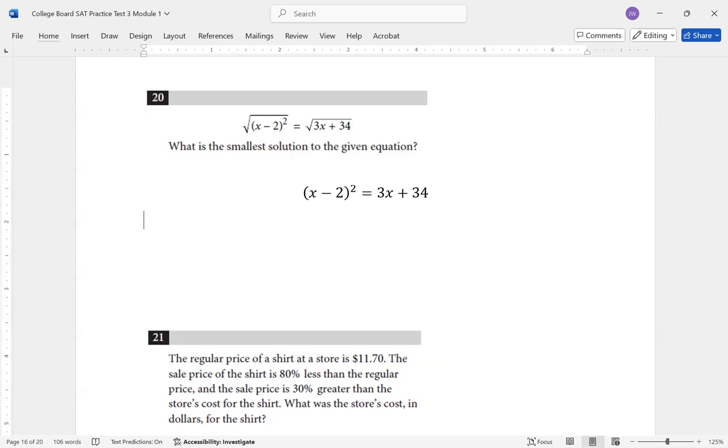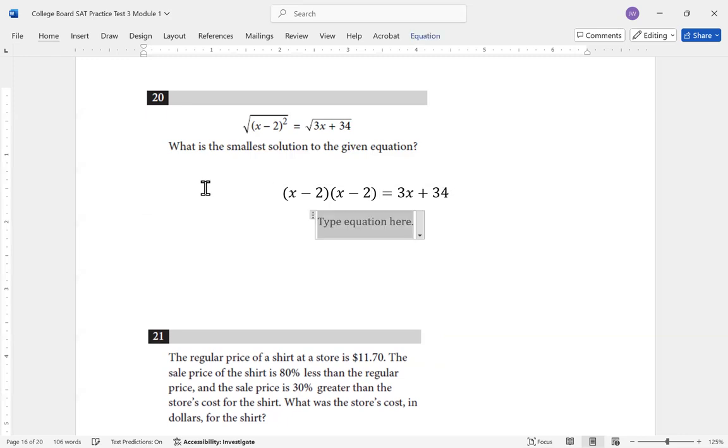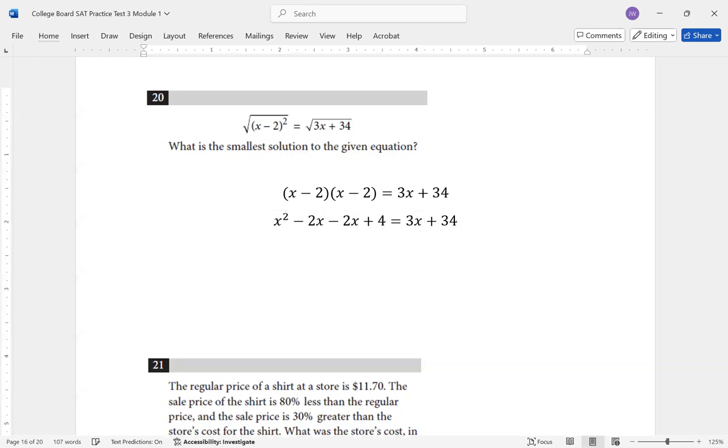When you square x minus 2, you need to think of it as x minus 2 times another copy of x minus 2. So I'm going to rewrite that here. And then you're multiplying binomials on the left. We'd get x squared minus 2x minus 2x again, and then plus 4 on the left-hand side, equaling 3x plus 34 on the right-hand side. I'm going to do two steps at once. I'm going to subtract this 3x from both sides, and I'm going to combine like terms.